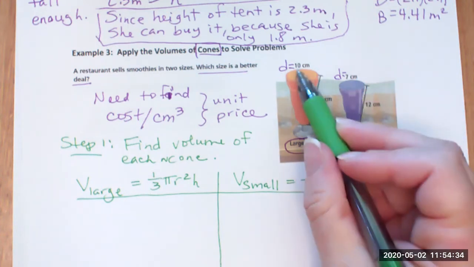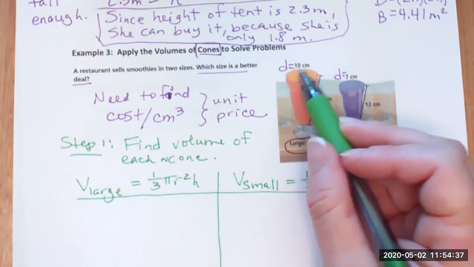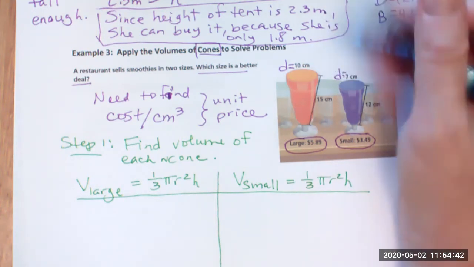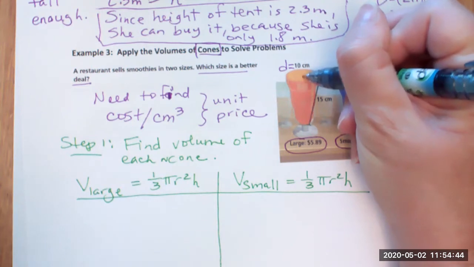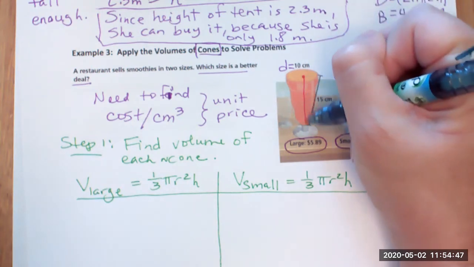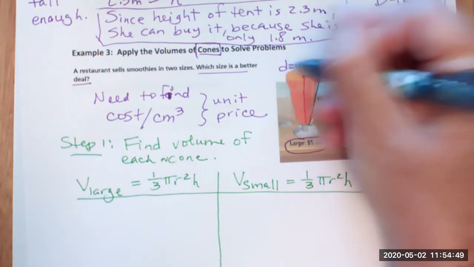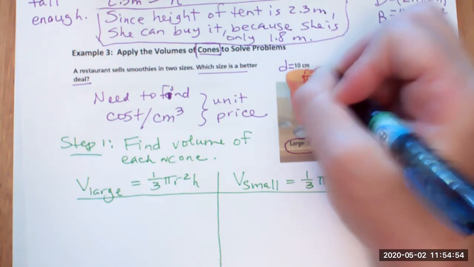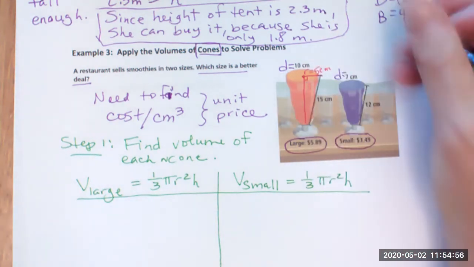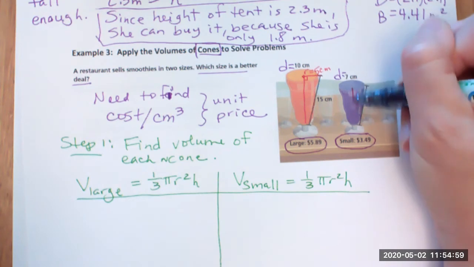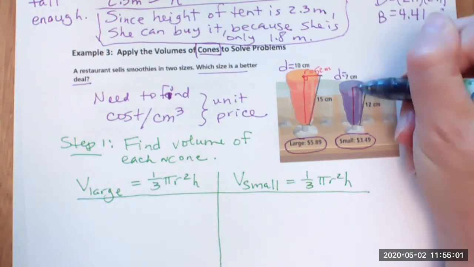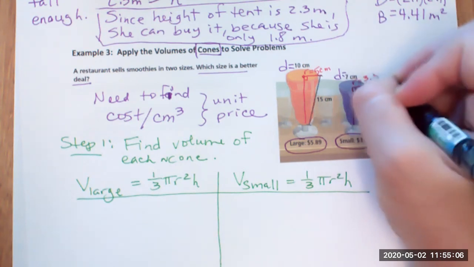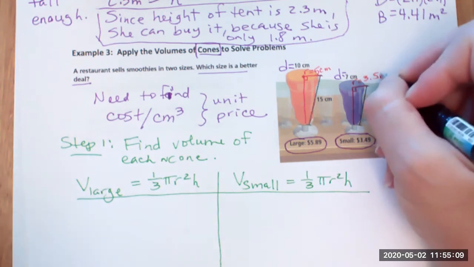Notice that we're given the diameters. So we need to recognize that we've got a right triangle here. We're given the diameter, which is 10 centimeters, so we know the radius is going to be 5 centimeters. Similar to the small size, we're given the diameter is 7 centimeters, and 7 divided by 2 is 3.5. So the radius is 3.5 centimeters.